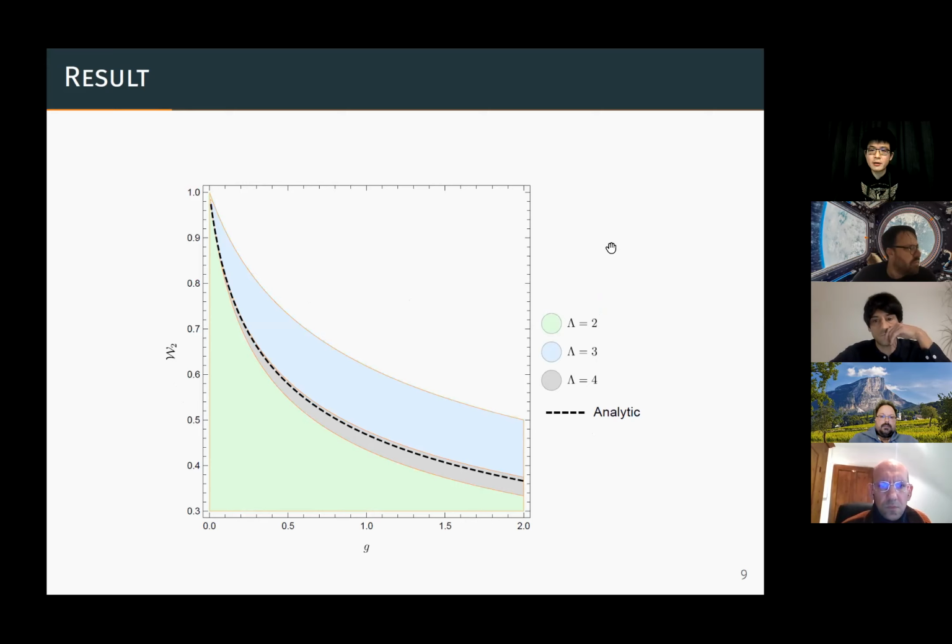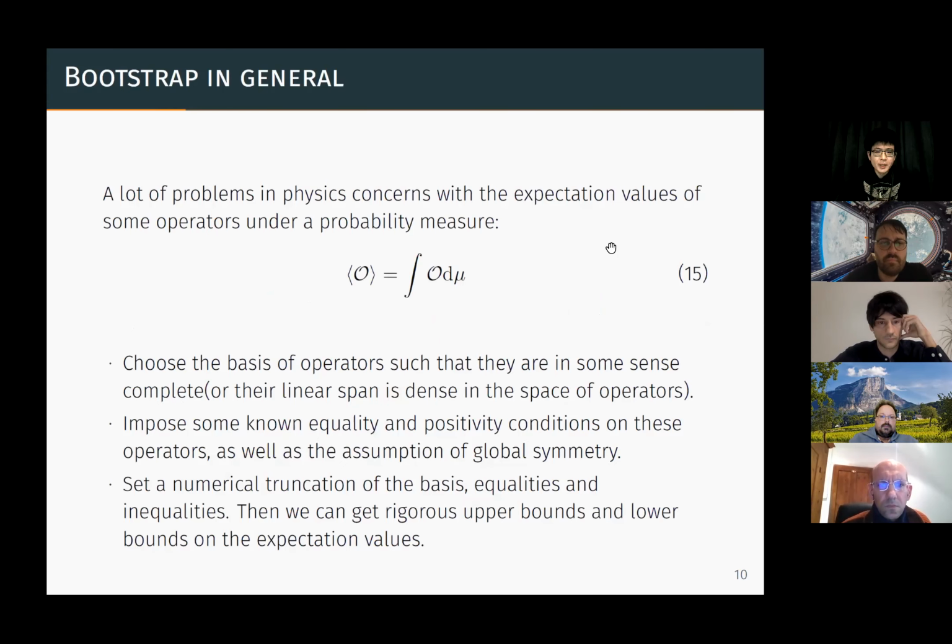Okay, any more questions? Okay, let's go on. So let's see the bootstrap in general. In the previous example, we were considering almost the simplest model.